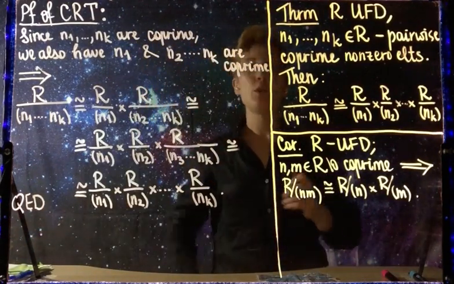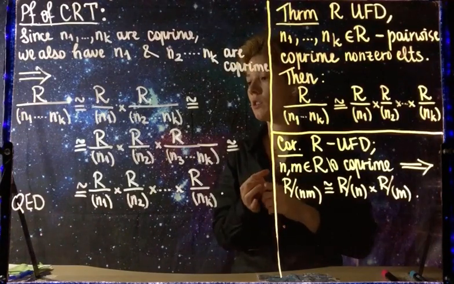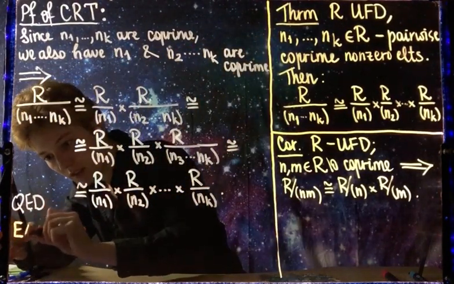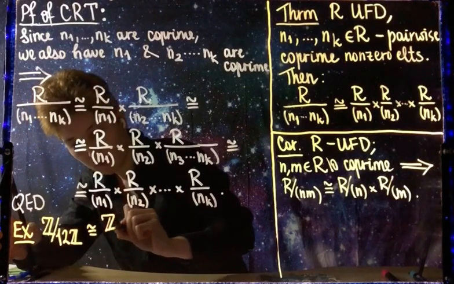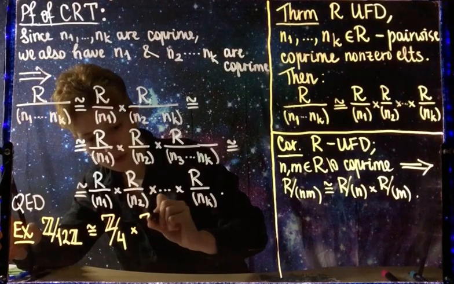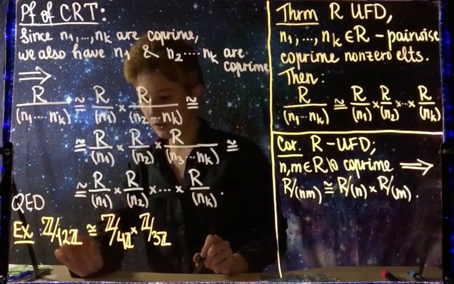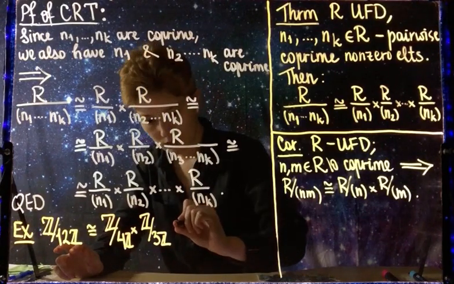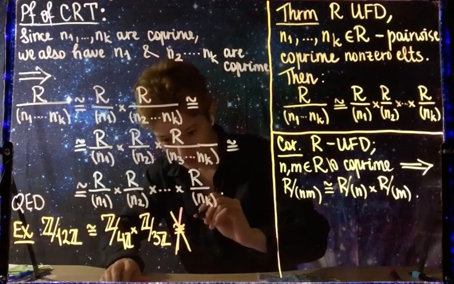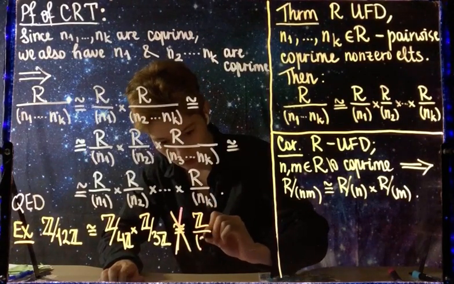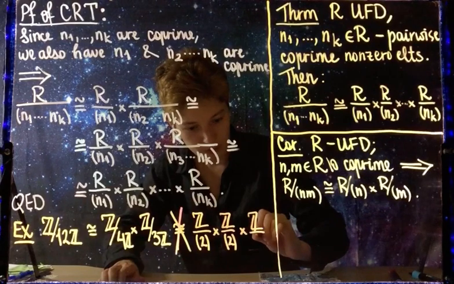But note that we used coprimality to prove this corollary, and it is an important assumption, because let's see that again in the example of Z mod 12Z. It is isomorphic to Z mod 4Z cross Z mod 3Z, because 4 and 3 are two co-prime factors of 12. But we cannot write that this is Z mod 2 cross Z mod 2 cross Z mod 3.